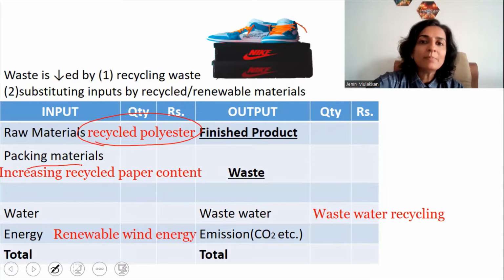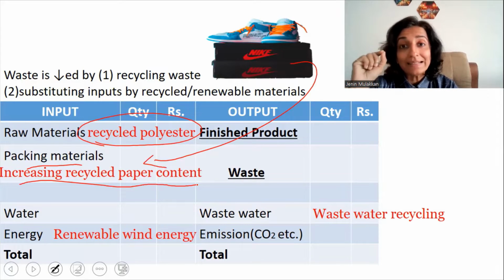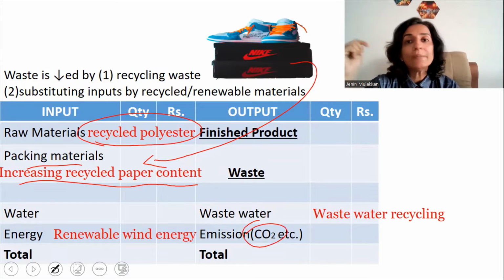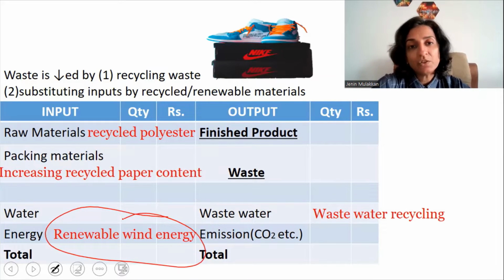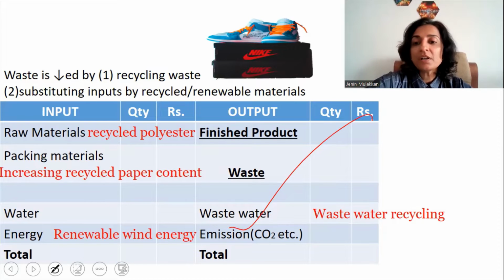And regarding the packing materials, it has increased the recycled paper content in the packing material. Recycled paper consumes much less energy than virgin wood pulp, which means that the carbon dioxide emission will reduce. And they have started to use renewable wind energy also. And as for the wastewater, they are doing wastewater recycling, again saving the environment and saving the cost for the company. So that's it about input-output analysis.